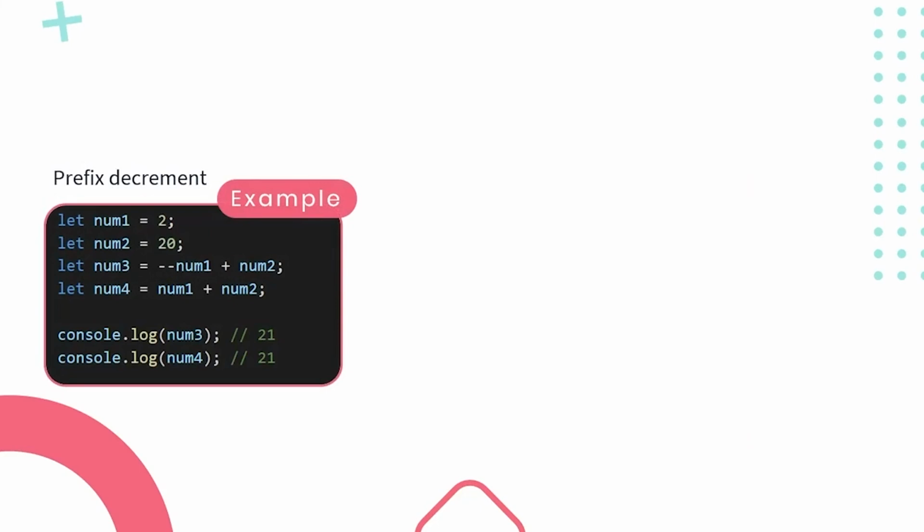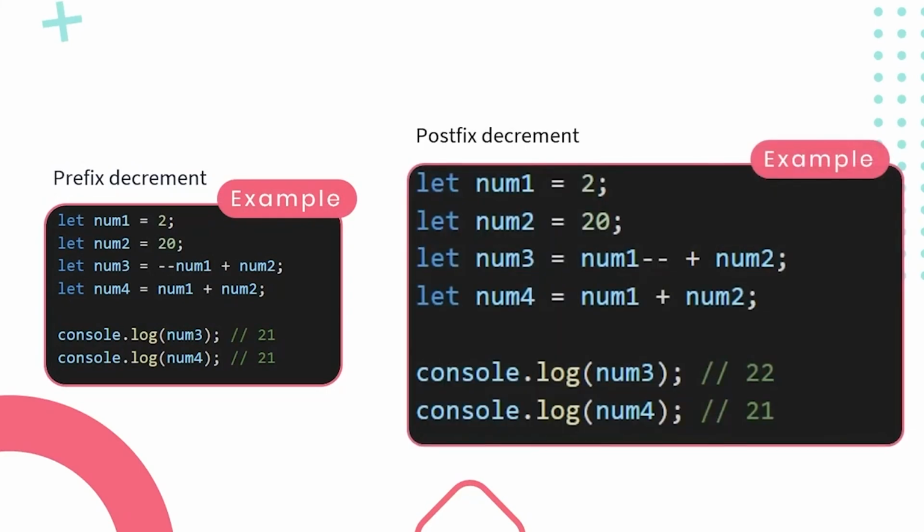Do you remember this example of a prefix decrement from earlier? With just one simple change to using a postfix decrement instead of a prefix, you can see what happens. In the prefix example, num3 and num4 both ended up equal to 21, whereas the postfix example ends with num3 equal to 22 and num4 equal to 21. The difference is that the calculation for num3 uses the original value of num1, which is 2, to complete the addition, whereas num4 is using the decremented value, which is 1.